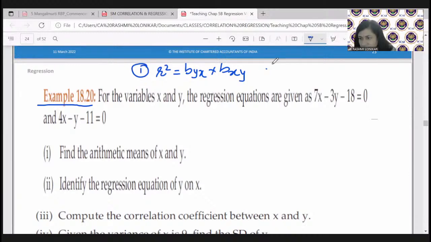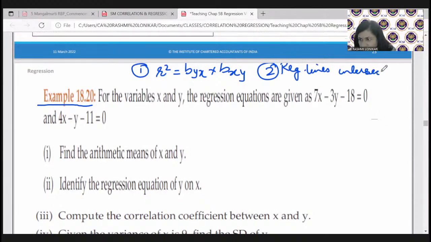Second thing is regression lines intersect at the means.